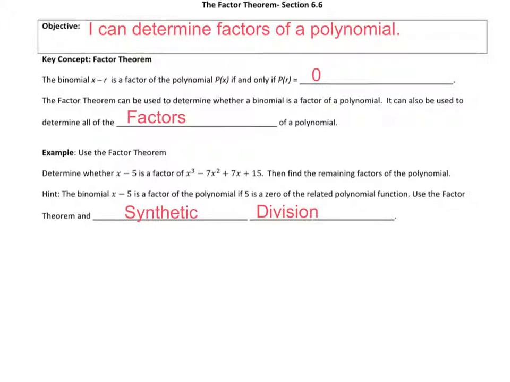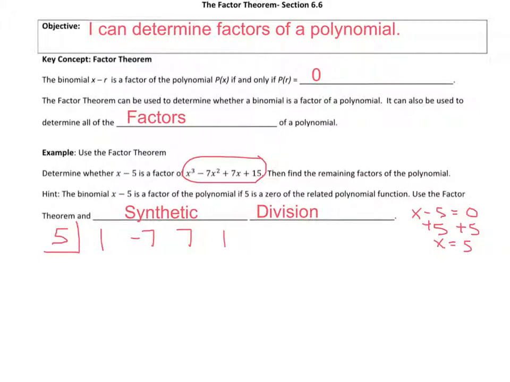So, using synthetic division, we're going to do what we've done before. We're going to have x minus 5, set it equal to 0, and then we know that x is going to be equal to 5. So 5 is going to go in our upper box, and then we're going to write out each piece of our polynomial. So we have 1x cubed, negative 7x squared, 7x, and 15. And now we're going to do synthetic division. In order for this to be a factor, we need this number right here to be 0 when we get to the end. So let's go ahead and do this.